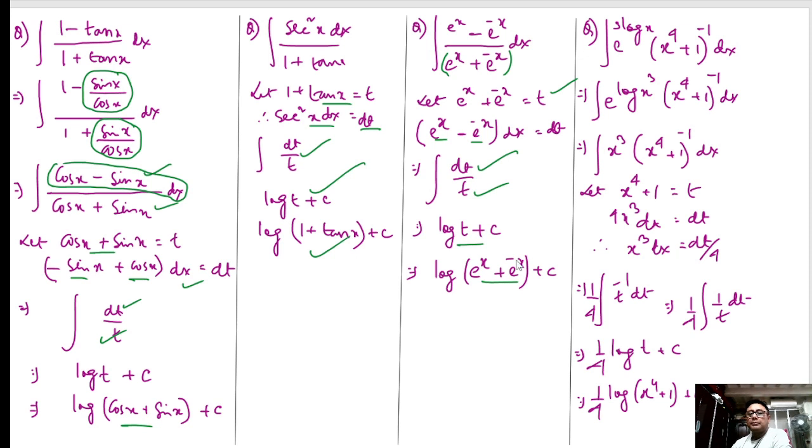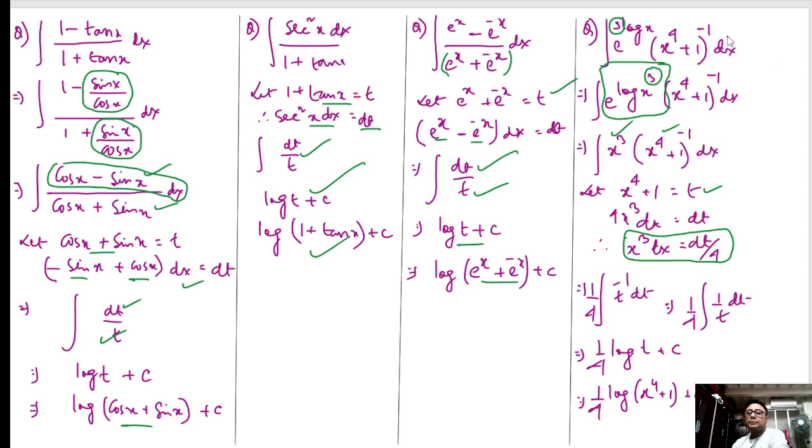Next sum. First of all, see the sum properly. So first of all, this 3 can be written up in the power of x, and this whole part is actually x cube. Okay, so now what we are doing, let x to the power 4 plus 1 be t. So 4x cube dx is dt. So x cube dx is dt by 4.